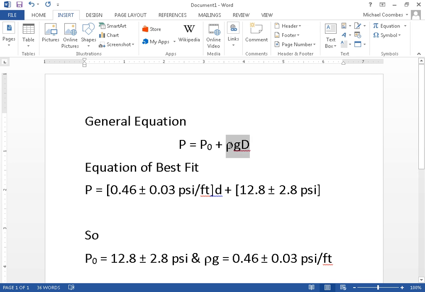And this quantity, rho times G, should be equal to the slope here. Okay? Typically, we probably want the density of the water, so we take this result and divide by G. G would have to be in units where PSI and feet are correct. That would be 32.2 feet per second squared.